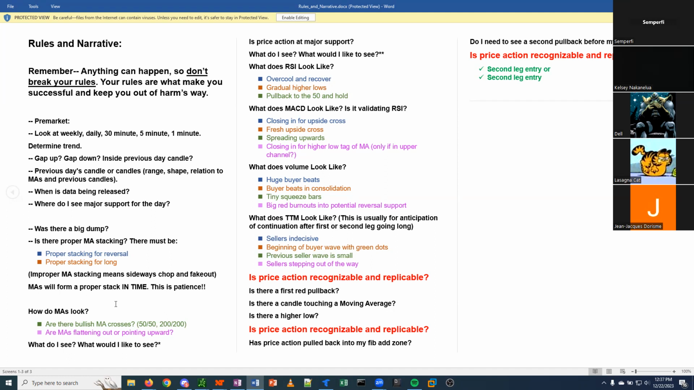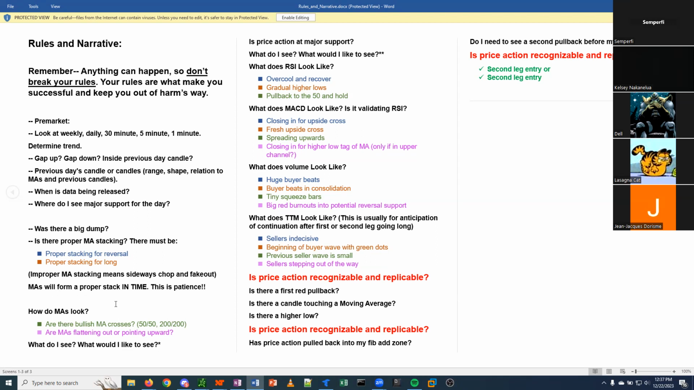Second column, more questions. Then what do I see? What would I like to see? What does RSI look like? With the bullet points with different options. Moving down that second column comes a very important question towards the bottom, because this is the question I get to when I see my moves start to possibly be setting up. Is price action recognizable and replicable?